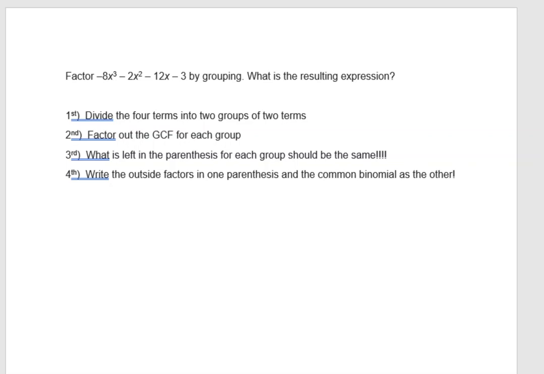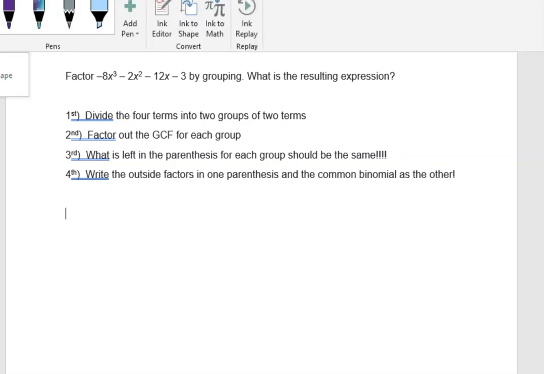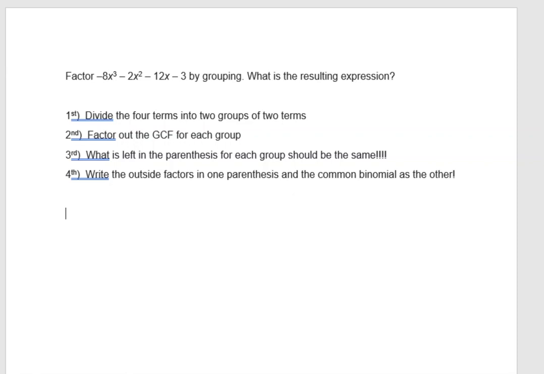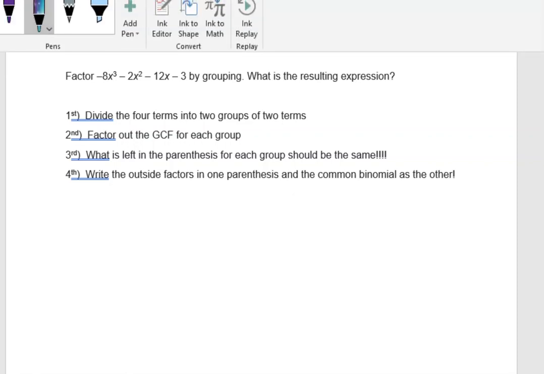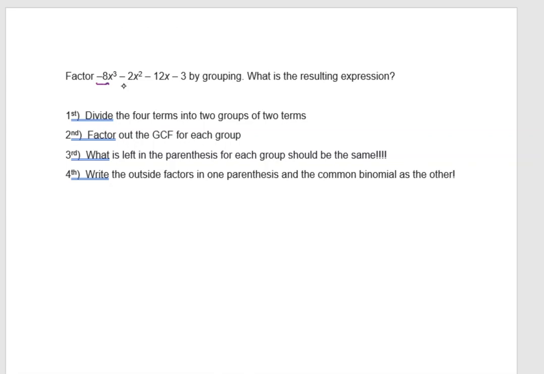In this video, we're going to talk about factor by grouping in order to factor a polynomial that has four terms. So I have an example here of a polynomial with four terms. Terms are separated by addition and subtraction signs. So 1, 2, 3, 4. Those are the four terms.